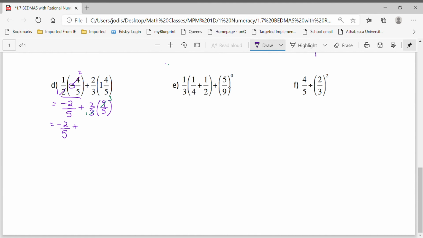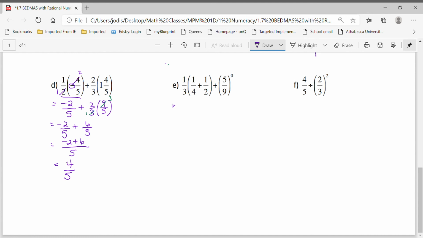Okay, so let's multiply here. So we've got 2 times 3 is 6, and 1 times 5 is 5. Oh, this one's nice. So we already have a common denominator here. They both are over 5. So we've got -2 plus 6 over 5. -2 plus 6 is just 4, and we leave our 5.